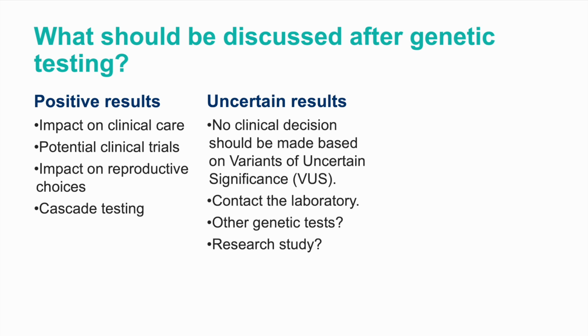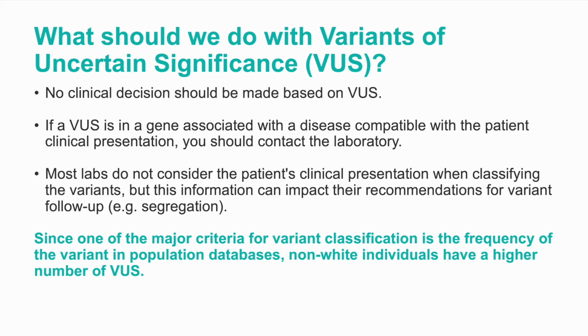Should we contact the laboratory? Should we order other genetic tests? Should we refer to a genetic study? I'm going now to delve a little bit more into this question of VUSs. So what should we do with variants of uncertain significance, or VUS? As I said, no clinical decision should be made based on VUS.